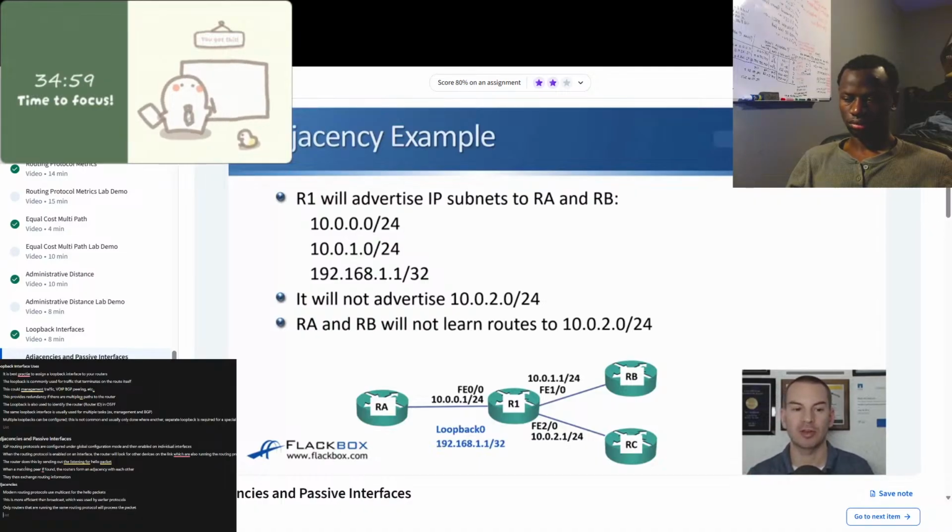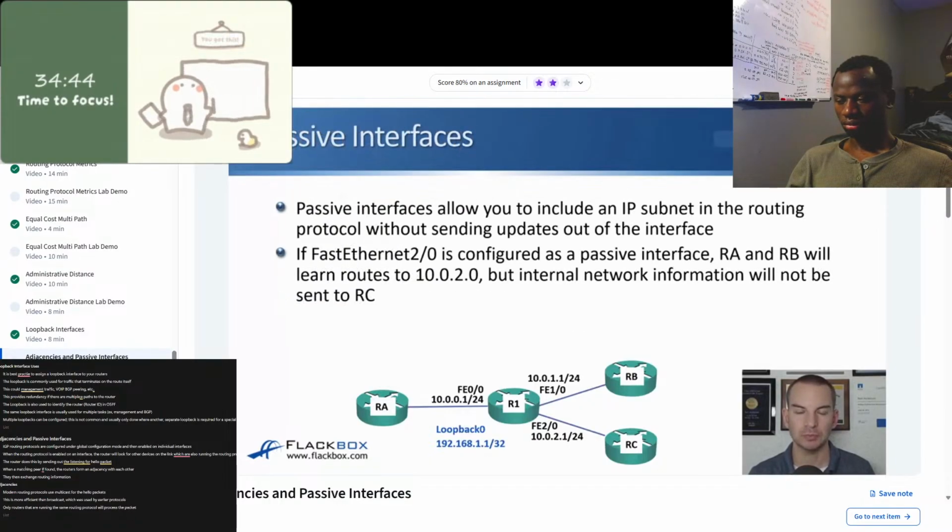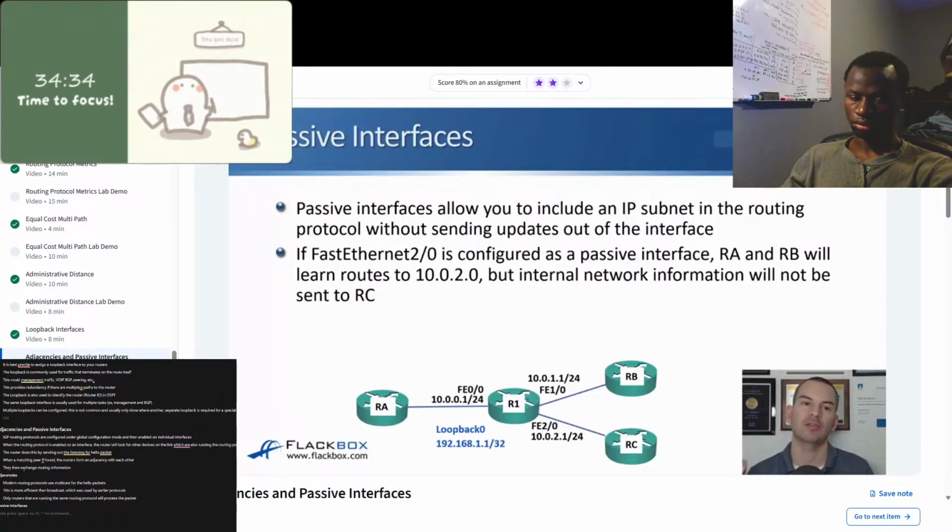So in our scenario here, we're not going to be sending information to RC, but also RA and RB will not learn routes to 10.0.2.0/24 because we didn't include it in the routing protocol. So what if we do actually need RA and RB to learn a route to get to 10.0.2? That's where passive interfaces come in.